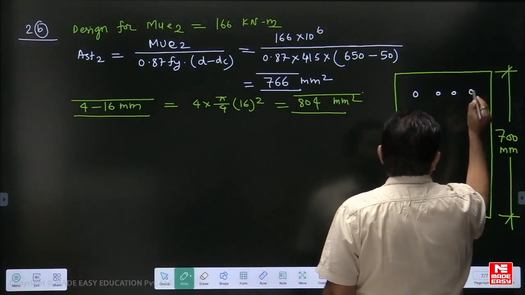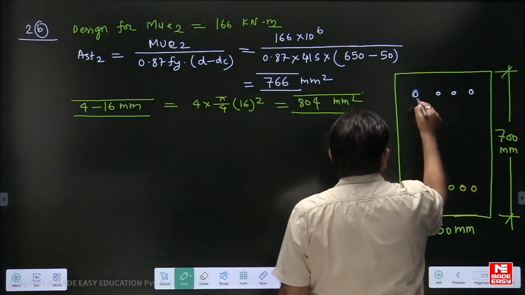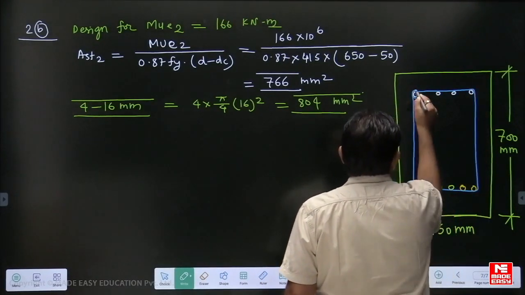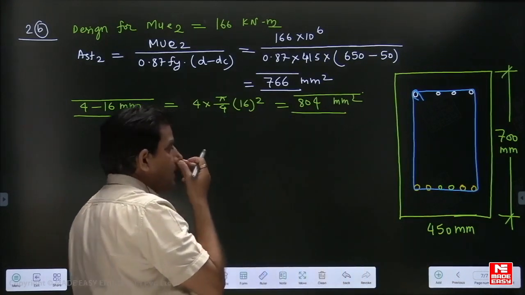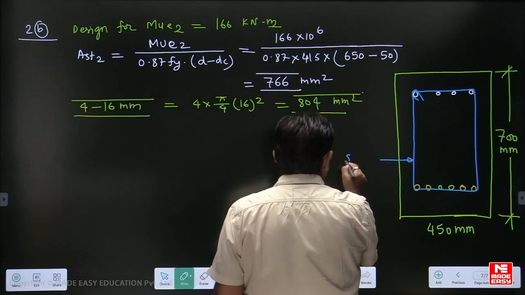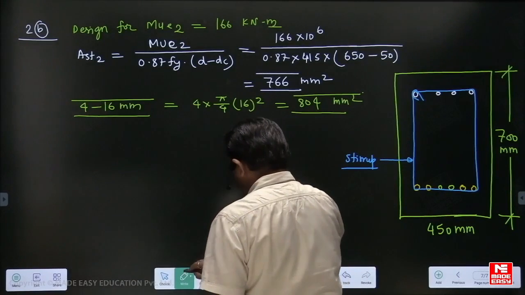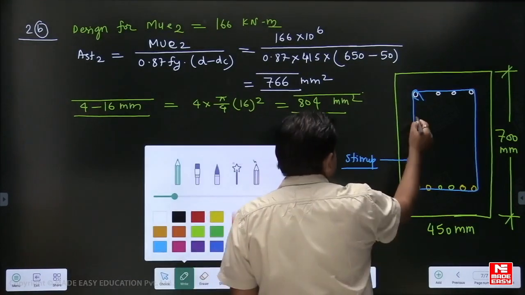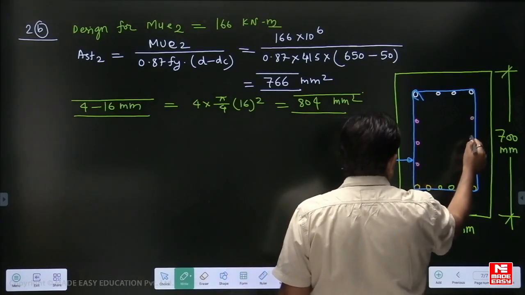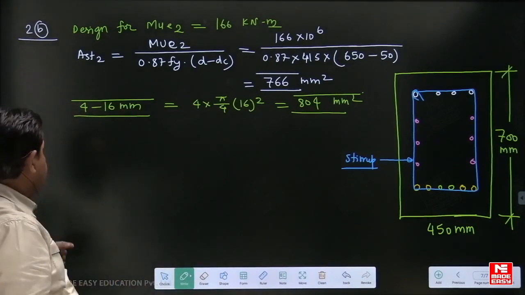mm dia. You can provide anyhow like this, and then we will design the shear reinforcement. Suppose you need 2 legged, then you can provide like this. In this way we can provide it. So we will design this reinforcement, the stirrup, how much will be required, and then you have to provide some side face reinforcement also. Here I don't know exactly how many numbers, we will calculate.